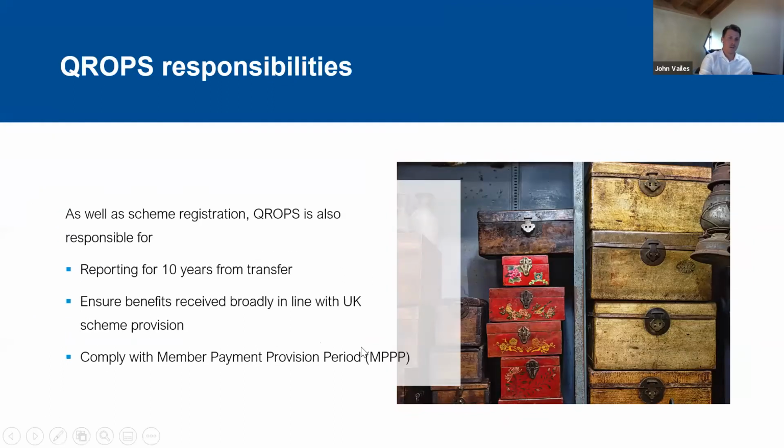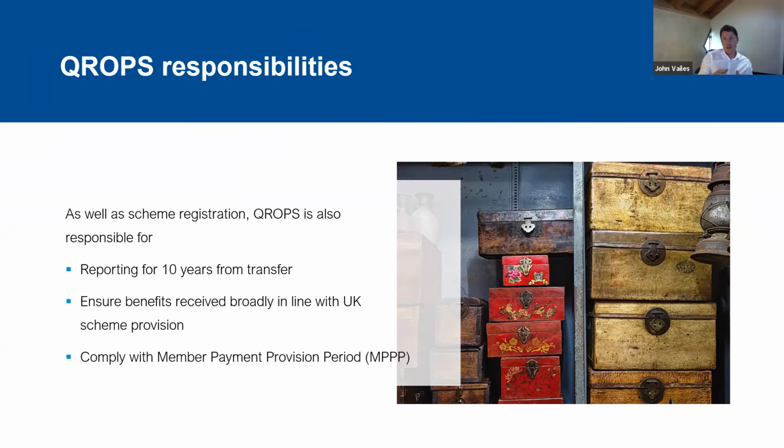Okay, so QROPS responsibilities. I'll talk a bit about this now. The responsibilities of any QROPS are joint between both the member and the scheme administrator, so HMRC can target either one of those entities to make sure it's complying. There are a few things we have to bear in mind. The first is what's called the member payment period. This is the period I mentioned about the 55% tax which could be liable on your fund.